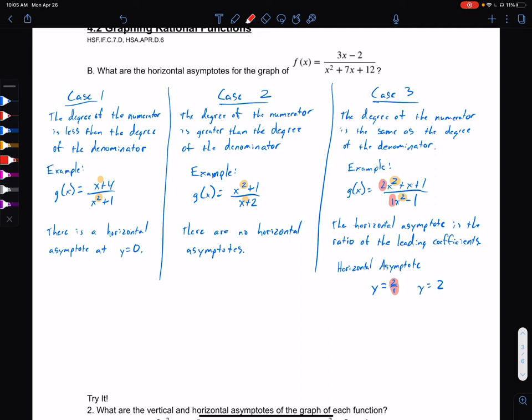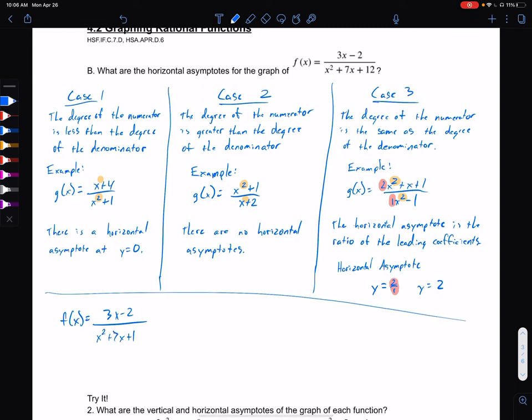Okay, so these are your 3 cases. Case 1 is where the numerator degree is less than the degree of the denominator, and you'll have a horizontal asymptote of y equals 0. Case 2 is the easiest one because if the numerator degree is higher than the denominator degree, you don't even have to worry about a horizontal asymptote. Case 3 is the one where you have to be the most careful, because if the degrees are equal, you need the ratio of the leading coefficients. That just gives us the cases. But our question is, what is the horizontal asymptote for the graph f of x equals 3x minus 2 over x squared plus 7x plus 12?